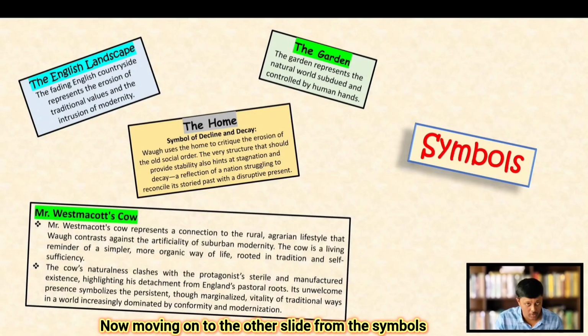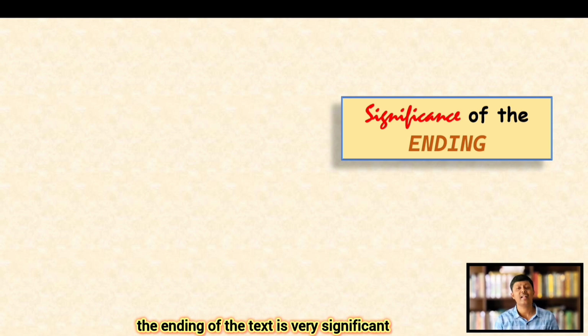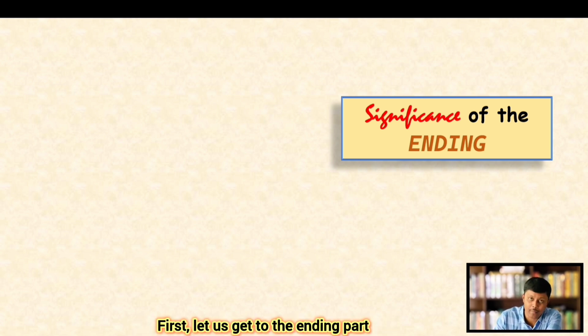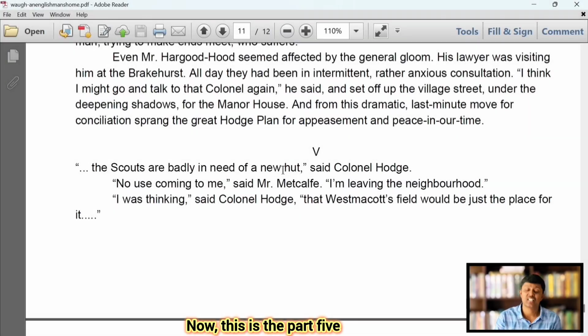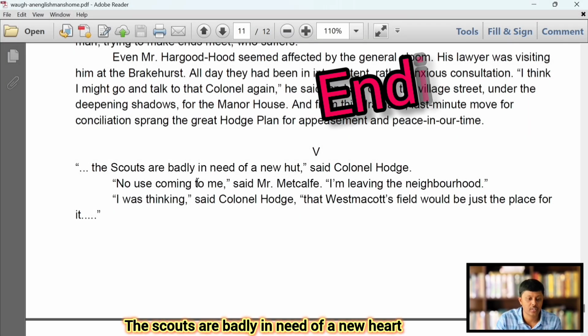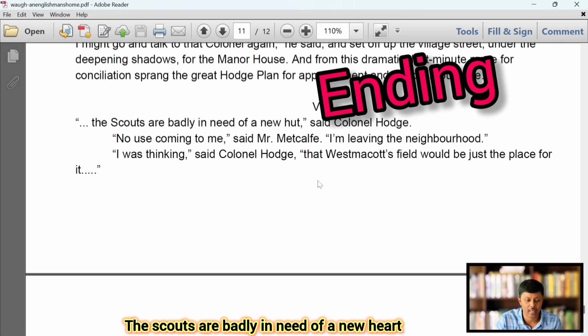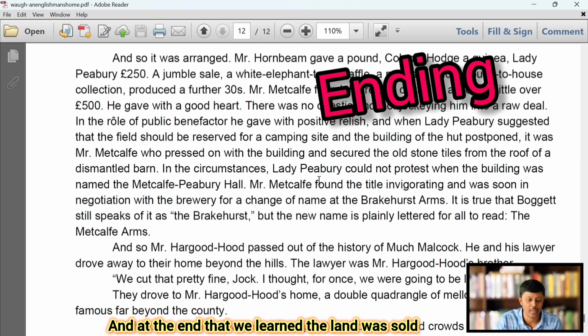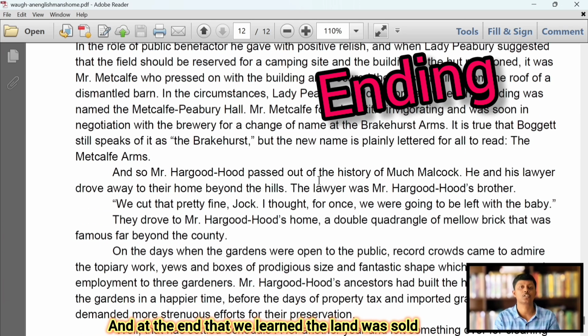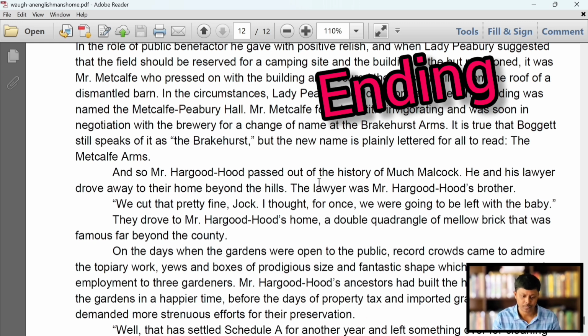Now, moving on to another slide from the symbols, the significance of the ending. The ending of the text is very significant. First, let us get to the ending part. This is part 5. The scouts are badly in need of a new hut, and in the end we learn the land was sold. Mr. Metcalfe contributed $500. $250 was contributed by Mrs. Faberry, the widow, and the others are giving somehow.